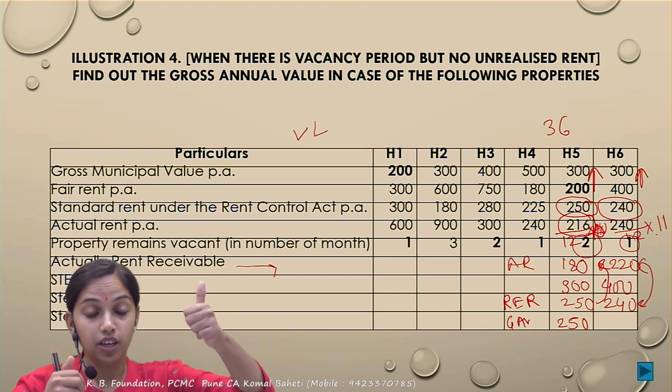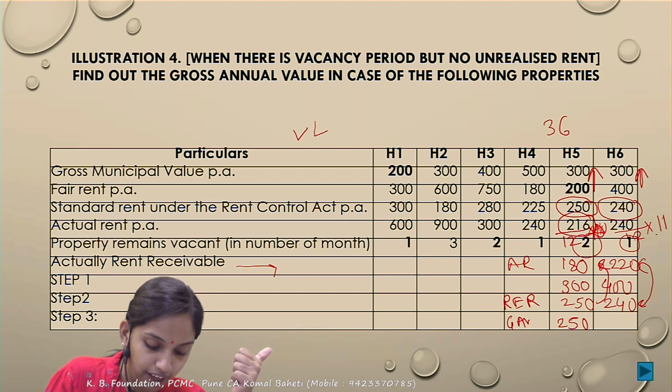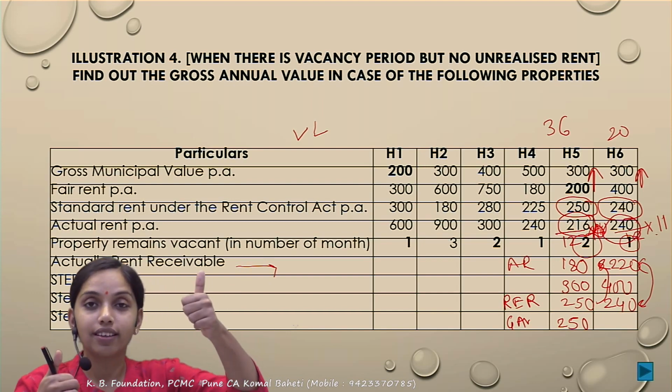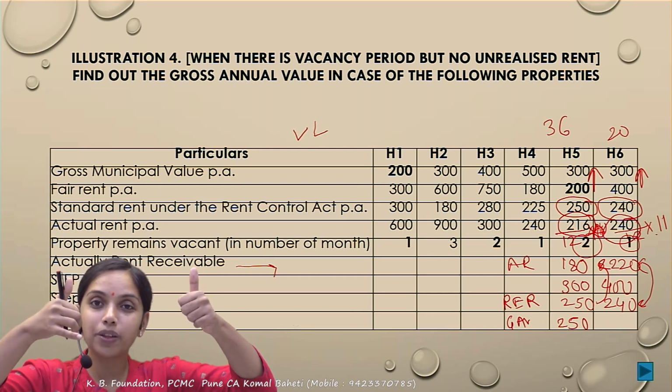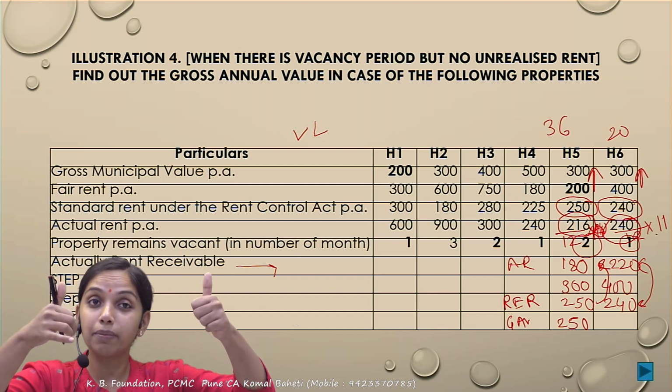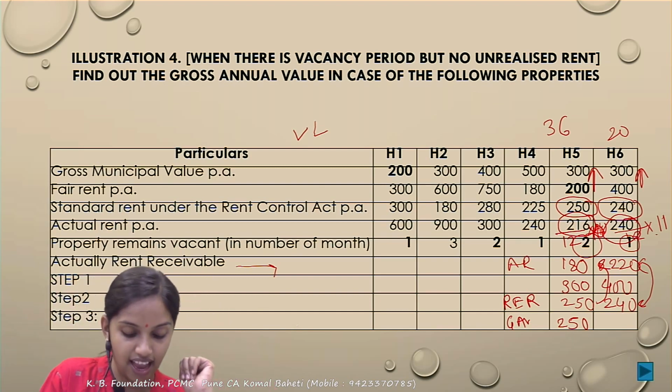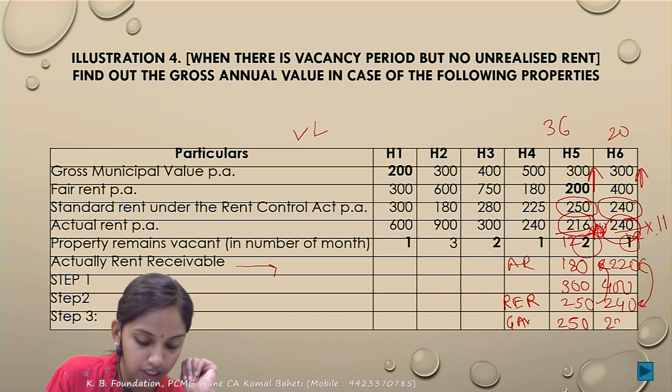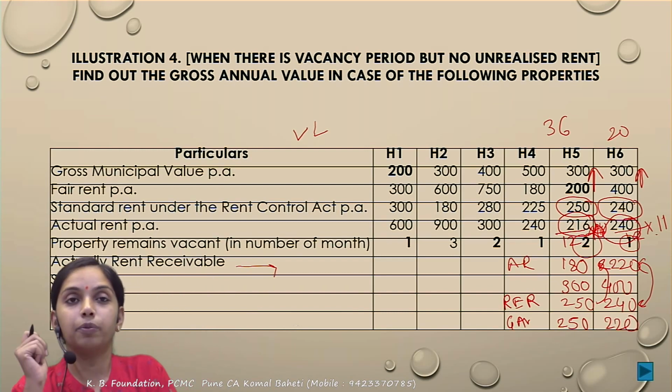Just check it out. If there is no vacancy, add back the vacancy loss of 20 rupees, correct? So how much would it be? AR would be 240, correct? So it would be equal to the RER. Hence what would become the GAO? Yes, the AR would become the GAO. And how much is the AR? 220. That would become the GAO.